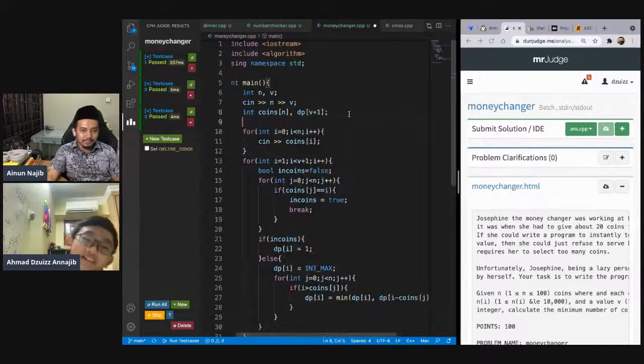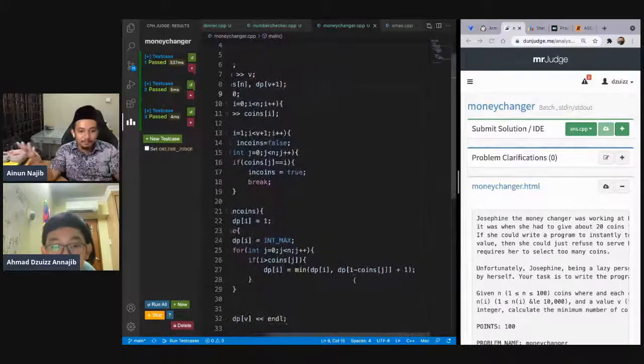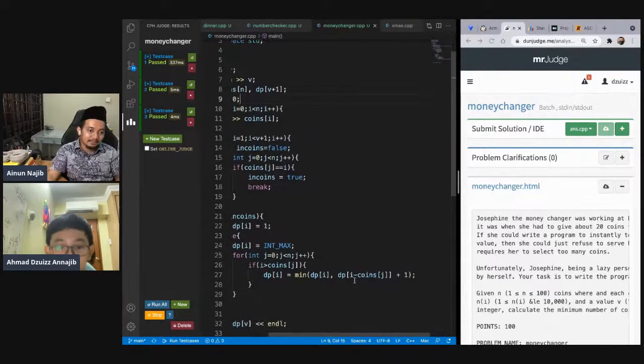Because if you set dp0 equal to 0, then you don't need to care about your in coins logic, right? You don't need to care, because what will happen is it will hit the i minus coin equal to 0, and the minimum will always be 1, because it's 1 plus 0, right? So you don't even need to bother.